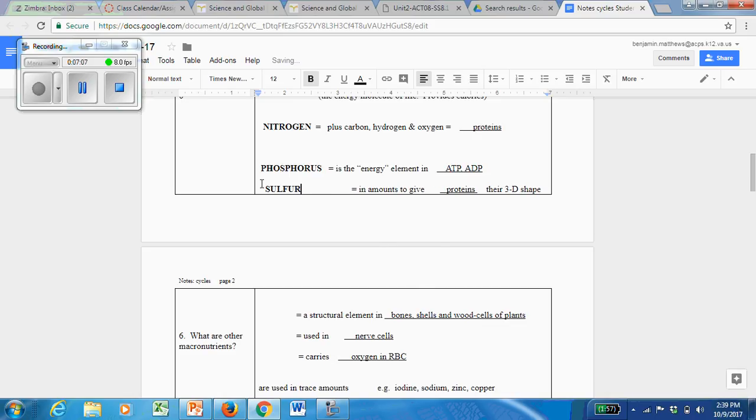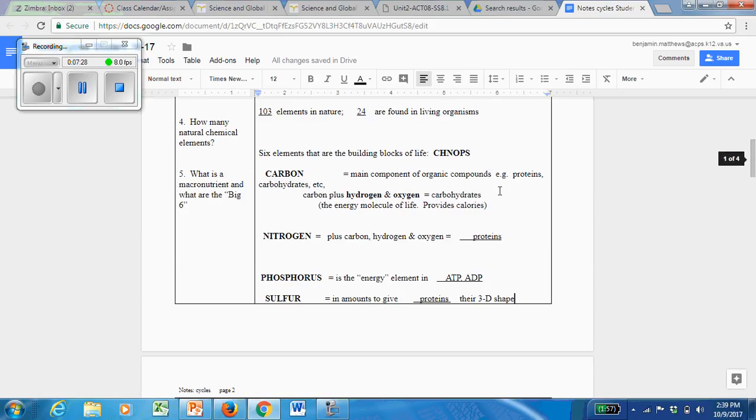People always ask me as a teacher, what does sulfur have to do with anything? Well, sulfur is important because it helps give proteins our 3D shape. And of course, proteins really provide the structure for all life.